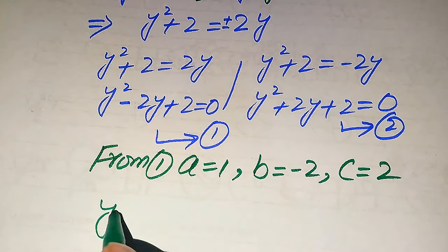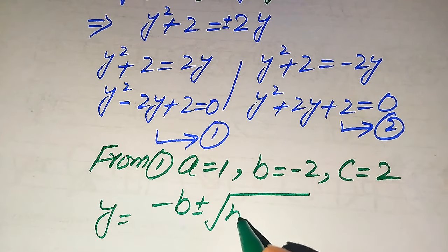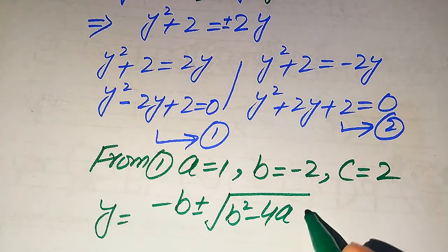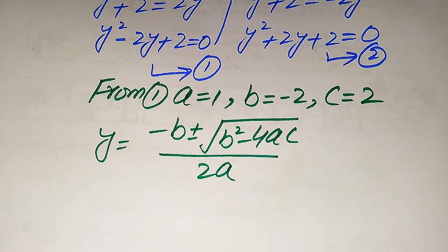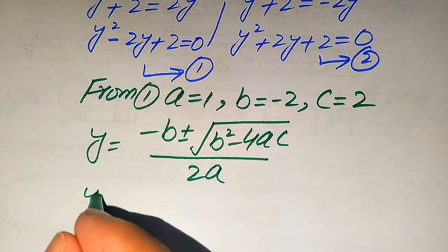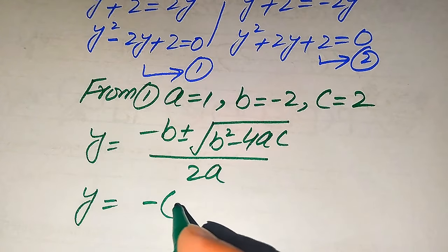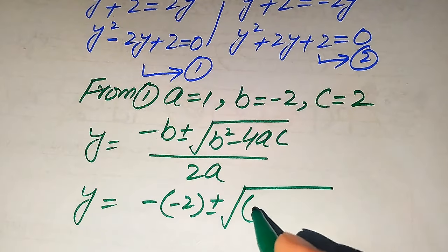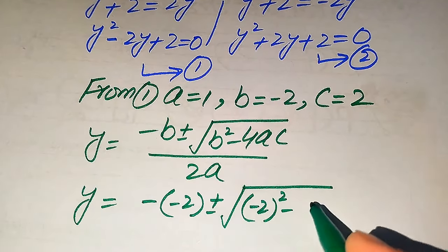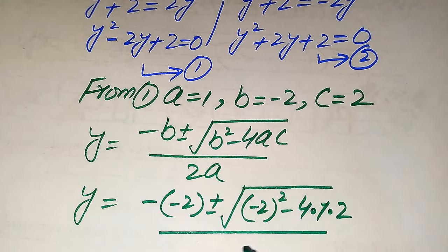So we state the quadratic formula as y equals minus b plus minus square root of b square minus 4 times ac, divided by 2 times a. This is our quadratic formula, and here we need to substitute the values of a, b and c. So the value of b is minus 2, plus minus square root of b square. B is minus 2 square, minus 4 times a is 1 and c is 2, and it is divided by 2 times a.